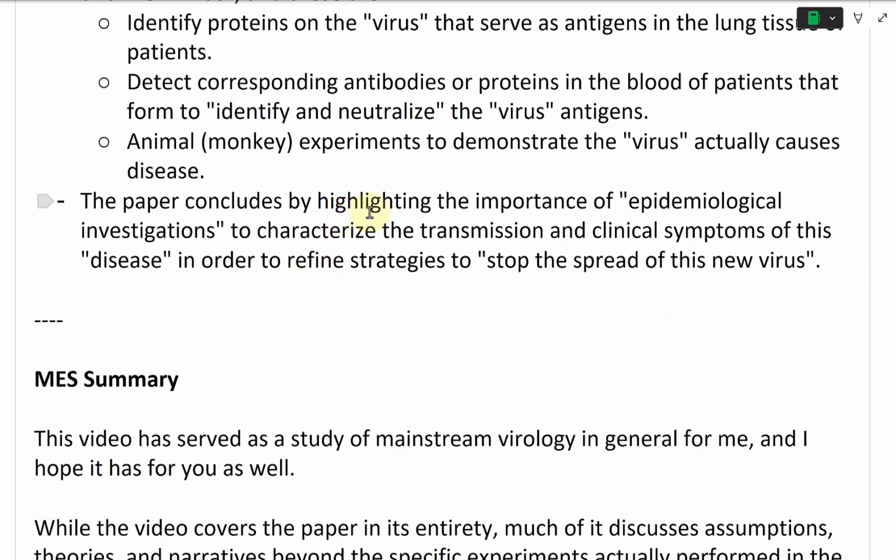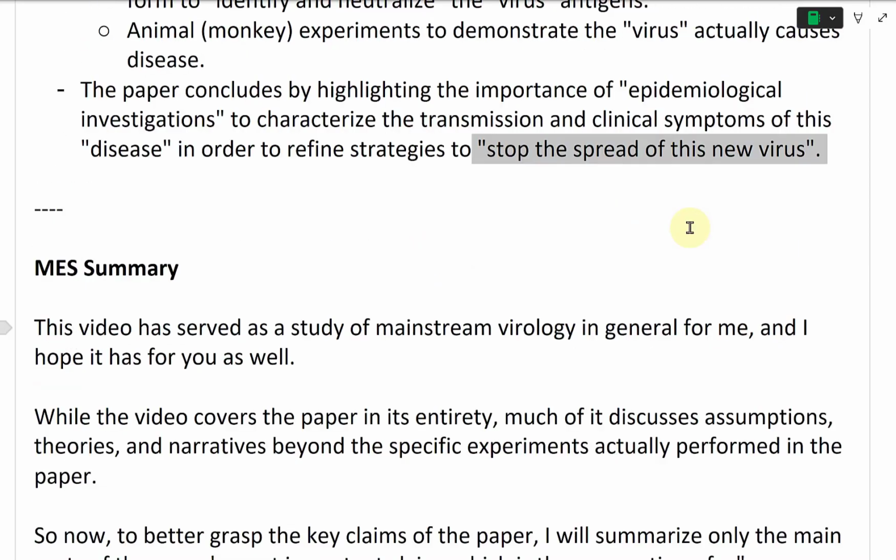And the paper concludes by highlighting the importance of epidemiological investigation to, quote, characterize the transmission and clinical symptoms of this, quote, disease in order to refine strategies to, quote, stop the spread of this new virus. Interesting. So yeah, I'm just paraphrasing that.